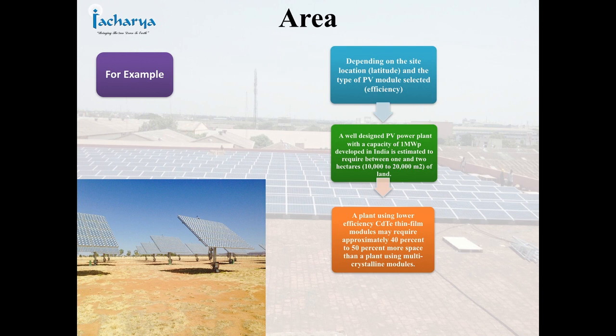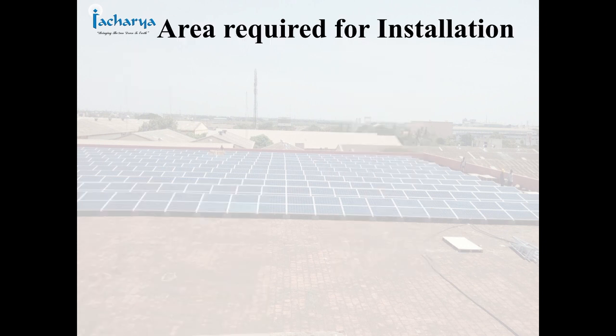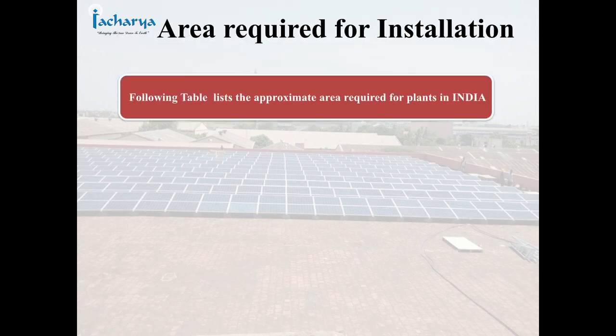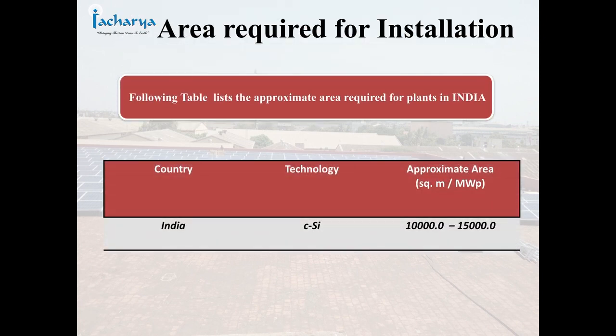A plant using lower efficiency cadmium telluride thin film modules may require approximately 40% to 50% more space than a plant using multicrystalline modules. Area required for installation. The table lists the approximate area required for solar power plants for different technologies in India.